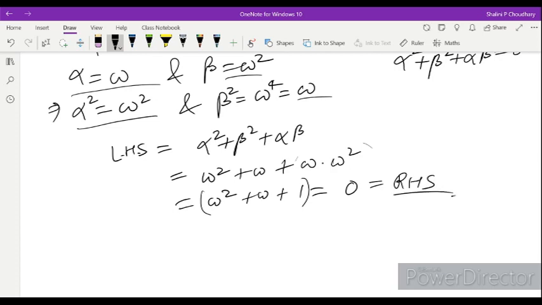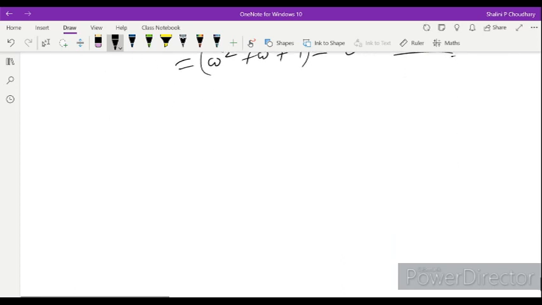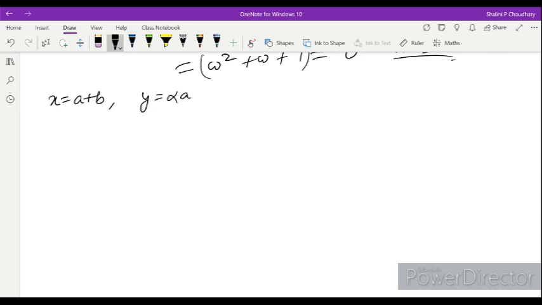Okay. One more question we'll do. And the question is, if x is equal to a plus b, y is equal to alpha a plus beta b, and z is equal to a beta plus b alpha, where alpha and beta are complex cube roots of unity. It means alpha is equal to omega and beta is equal to omega square. Okay, we can write this.